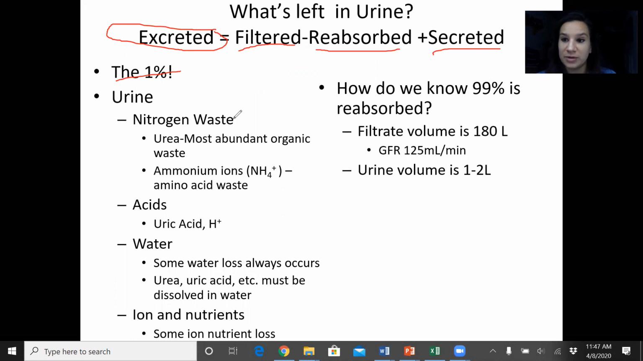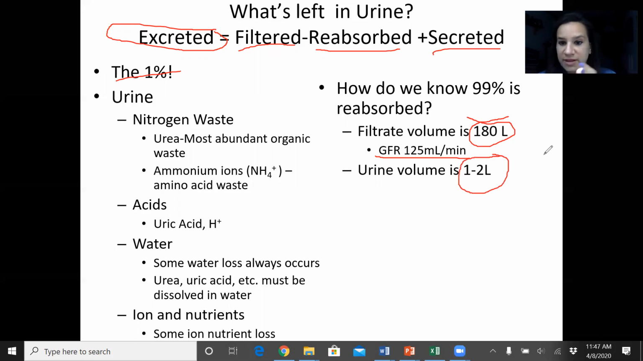So again, we're talking about our filtrate volume. If we consider our GFR, 25% of the cardiac output, that's 125 milliliters per minute. That's crazy. 180 liters per day. We'd be in the bathroom all day if we were peeing 180 liters. So 1% of that is about 1.8, or 1 to 2 liters of urine.